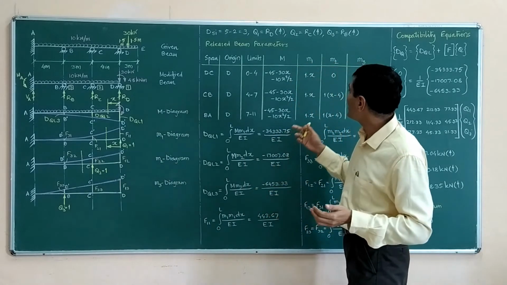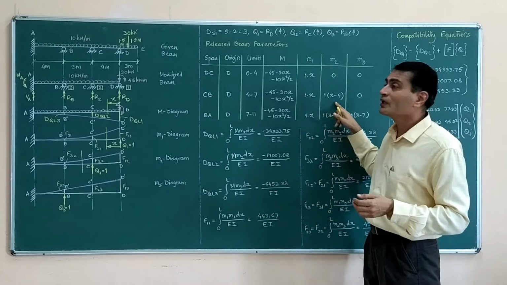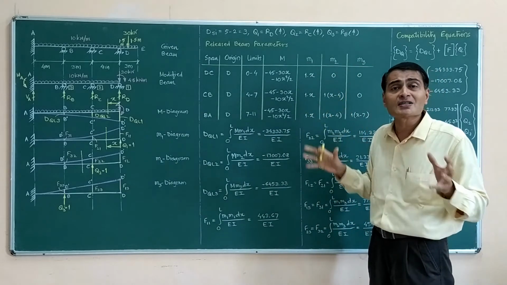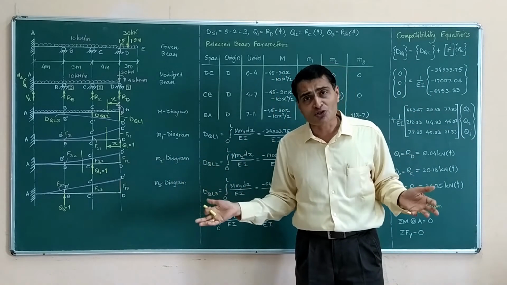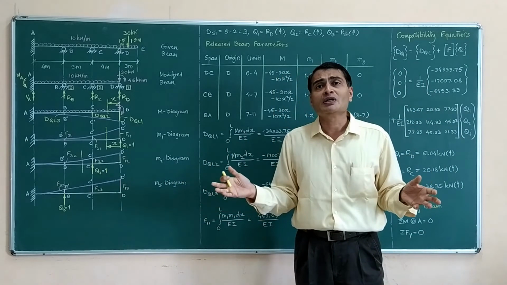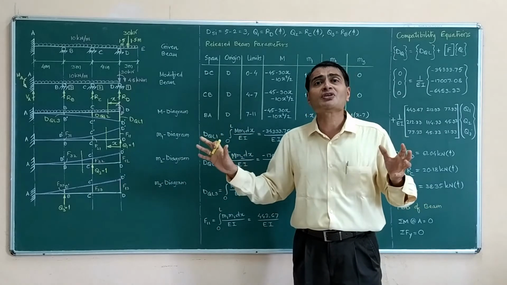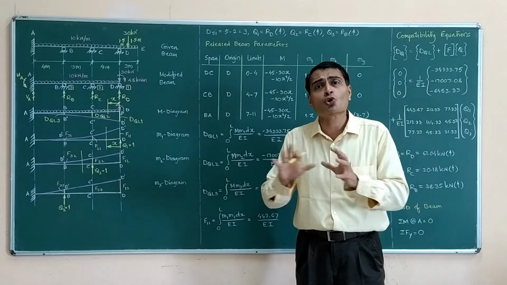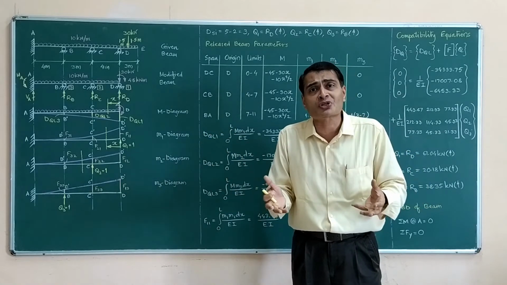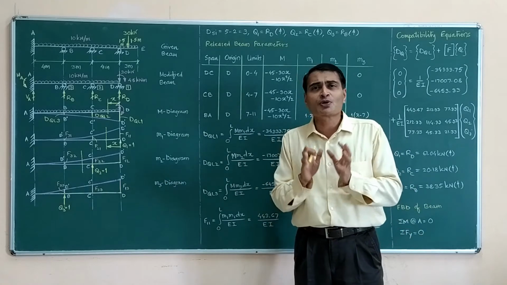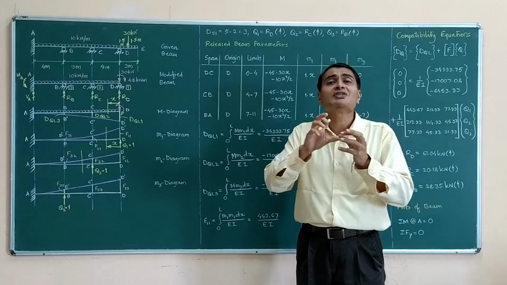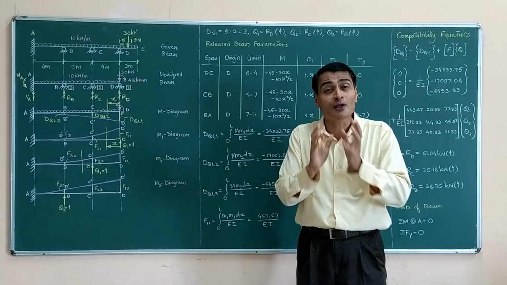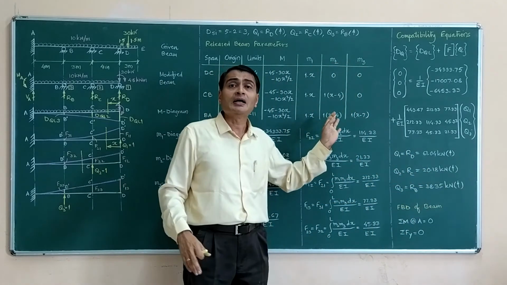Why am I writing here 1 into X or 1 into X minus 4, whatever quantities I have written, because this is elementary mechanics of materials or strength of materials. The discussion of this is not within the scope of structural analysis. It is presumed that you are able to imagine sections, you are able to imagine sagging, hogging, you are able to calculate these bending moments, etc.